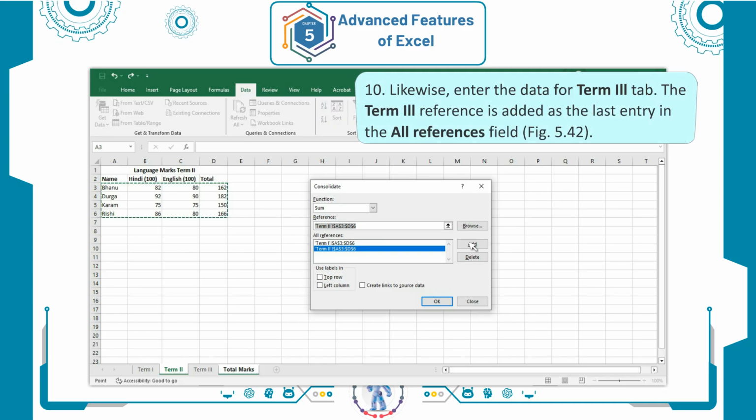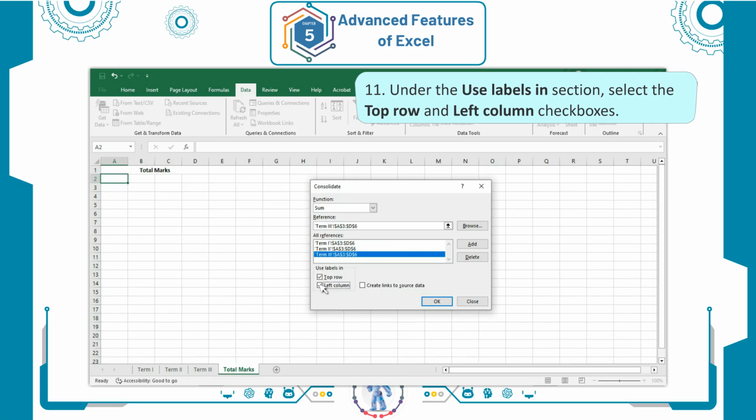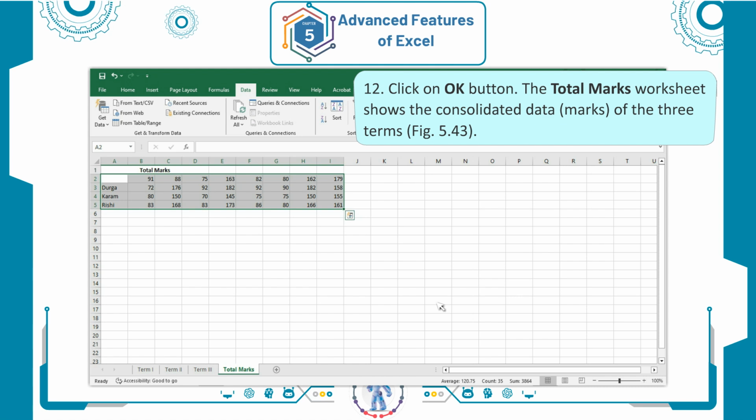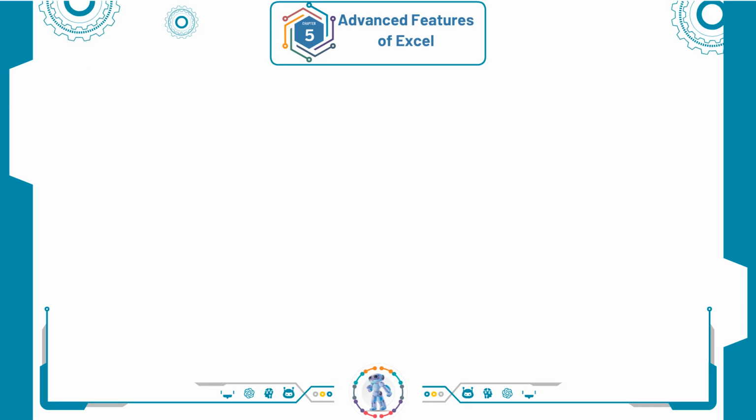10. Likewise, enter the data for the Term 3 tab. The Term 3 reference is added as the last entry in the All References field. 5.42. 11. Under the Use Labels In section, select the Top row and Left column checkboxes. 12. Click on the OK button. The Total Marks worksheet shows the consolidated marks of the 3 terms, Fig. 5.43. 13. Save the Excel file.